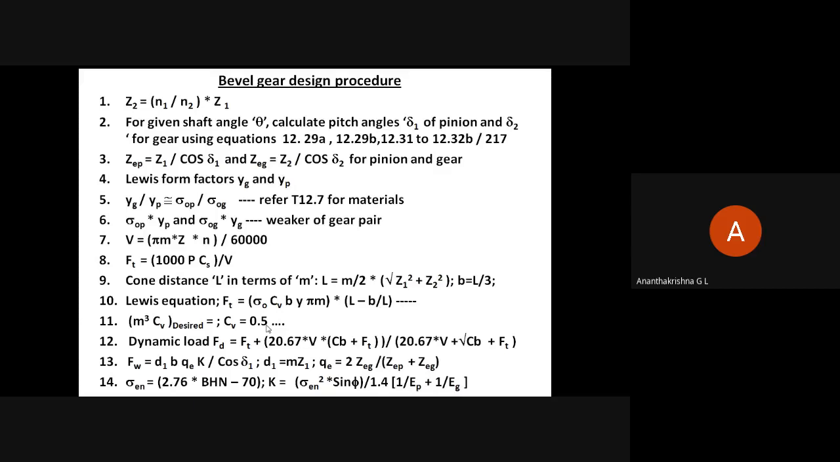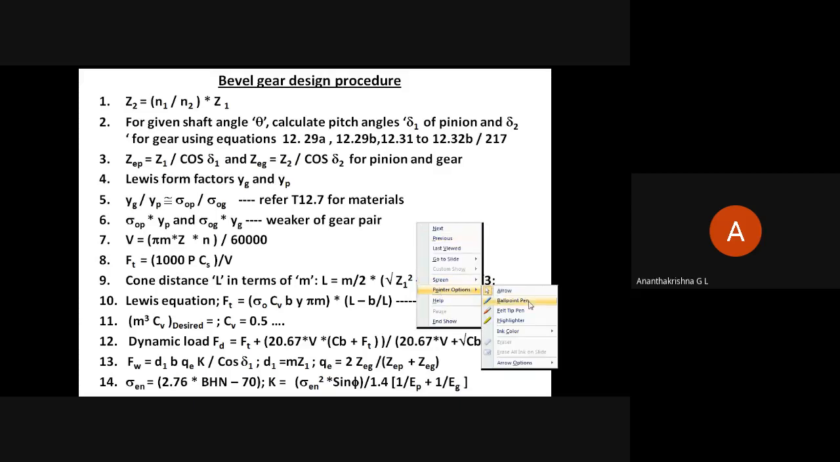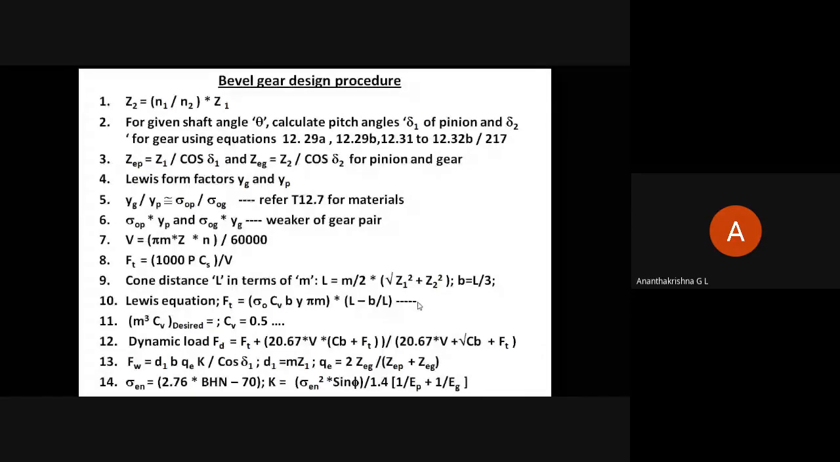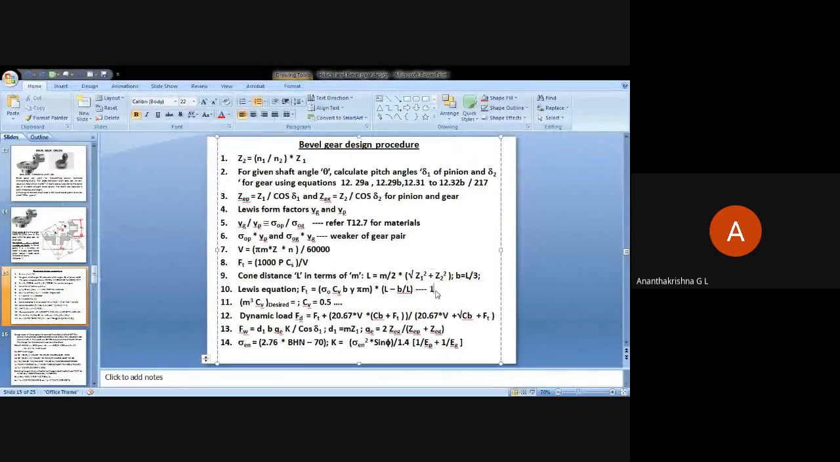Please take out your data handbook and check for Lewis equation. Note down this Lewis equation properly. What is the Lewis equation number? Anybody? Nilesh or somebody? Can you give this equation number? Lewis equation. So 12.37, sir. It is 12.37, page number 218. Others, please check and note down.